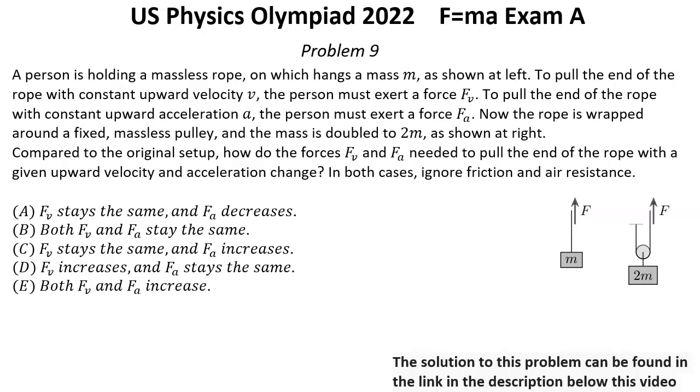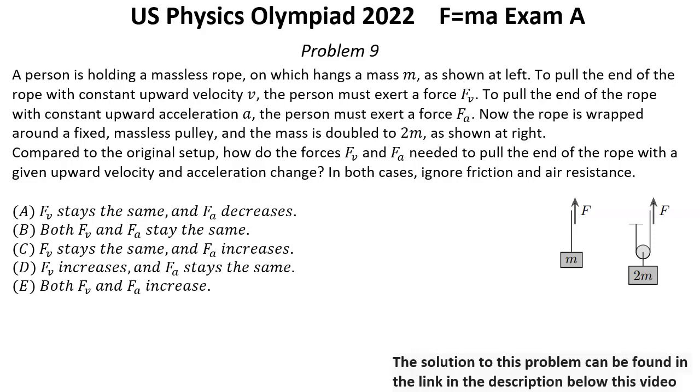Problem number 9. A person is holding a massless rope on which hangs a mass m as shown at left. To pull the end of the rope with a constant upward velocity v, the person must exert a force Fv. To pull the end of the rope with a constant upward acceleration a, the person must exert a force Fa. Now the rope is wrapped around a fixed massless pulley and the mass is doubled to 2m, as shown at right.